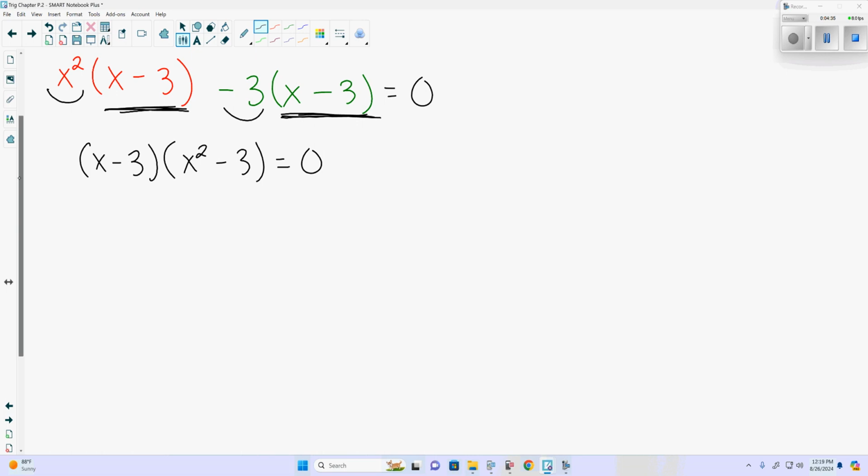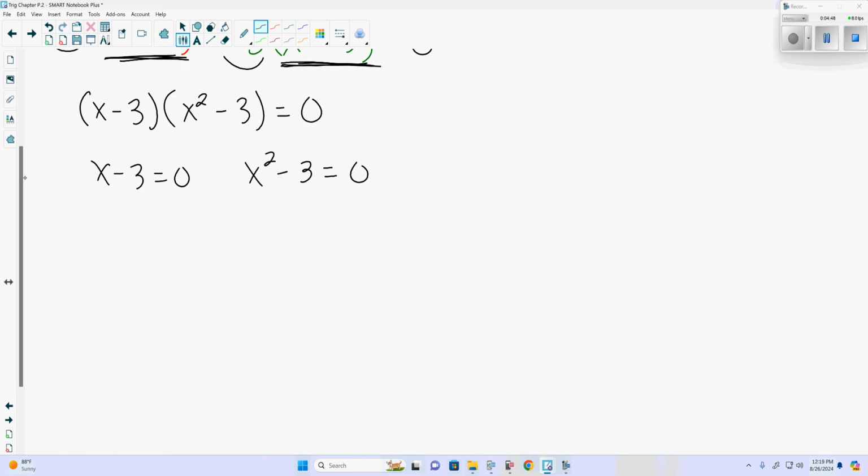Well, at this point here, we do have 2 things multiplied together to equal 0, so one of them must be 0. Either x minus 3 is 0, or x squared minus 3 is 0. Well, with our x minus 3, to solve it, we would add 3 to both sides, telling us x is equal to 3, which we already found. We've determined that already. The graphing calculator told us that.